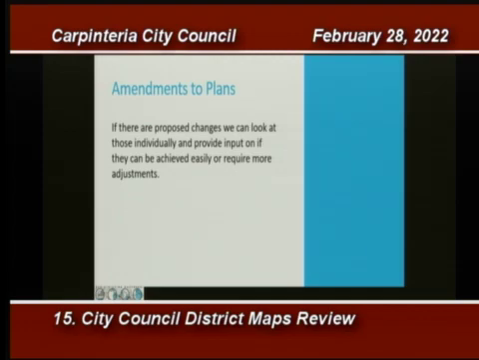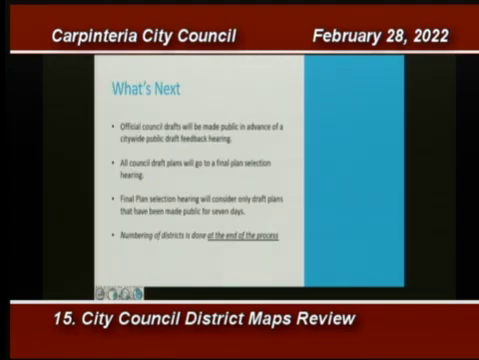I know Olivia is going to discuss a little bit about the sequencing at the end of this presentation, but for what's next, as Olivia noted too, you have your next hearing. For this one, we do want to hear any additional amendments or feedback, or if you want to prioritize a specific plan for your final map selection hearing. And as a note for the final plan hearing, that map does need to be posted 7 days prior to the hearing, and there can't be any substantive changes to a plan in order for you all to vote on it at the final hearing.